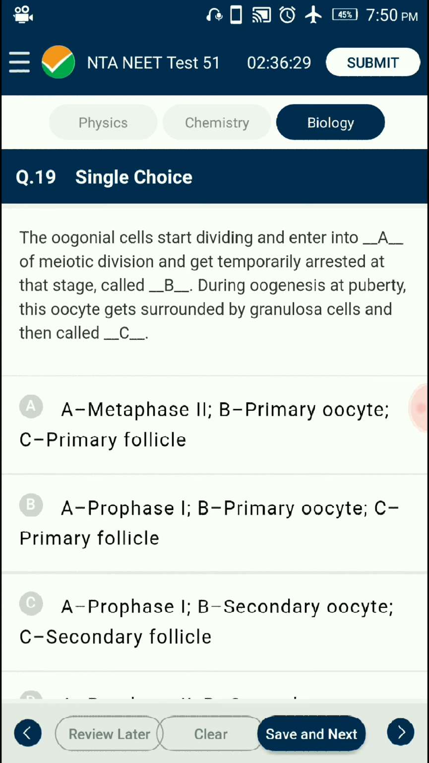During puberty, the halted meiosis 1 continues to form the secondary oocyte and starts meiosis 2 that stops at metaphase 2. In the course of development, the primary oocyte is surrounded by granulosa cells which release estrogen and it is called primary follicle. During puberty, the primary follicle matures and forms the Graafian follicles from which ovulation occurs. So the answer for this question is option B. From the given question, A is filled with prophase 1, B is filled with primary oocyte, C is filled with primary follicle.